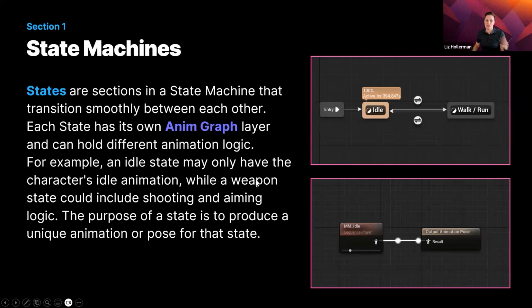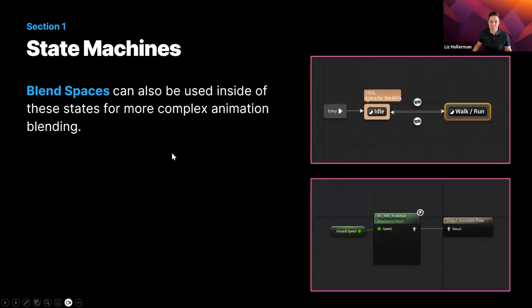So it allows us to transition smoothly between one another in its own anim graph layer. So we're going to create a new one, or a layered anim graph. The idle state, as I said, might have only the idle animation in it. That might be all it has. The walking state might have just the walking animation. Its purpose is to just create animation for that state.